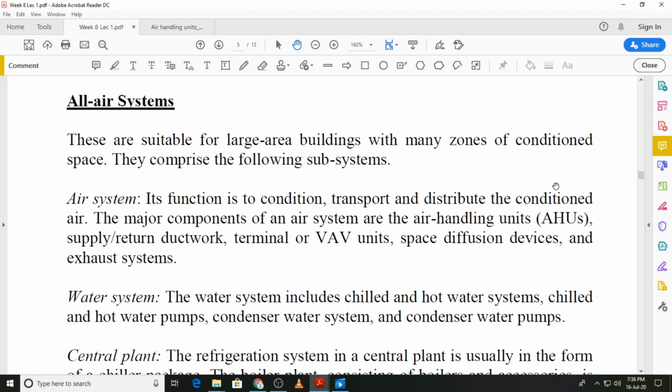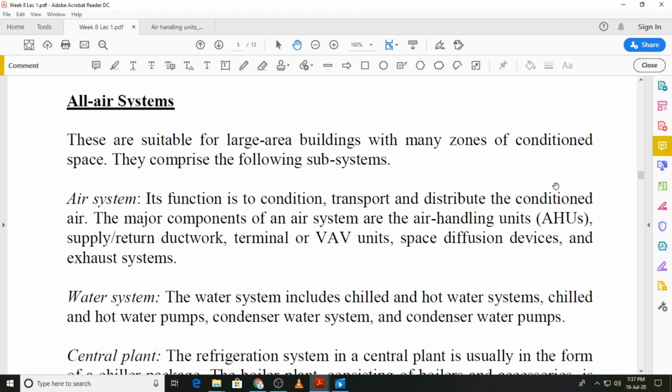These are systems for large area buildings with many zones of conditioned space. That means when we say a zone, a zone is not necessarily a single room, it can be a collection of several rooms, but they all have the same operating characteristics. And then you can have large area buildings where we have several zones which have their own operating characteristics, and for that we can use a central air conditioning system of an all air type.